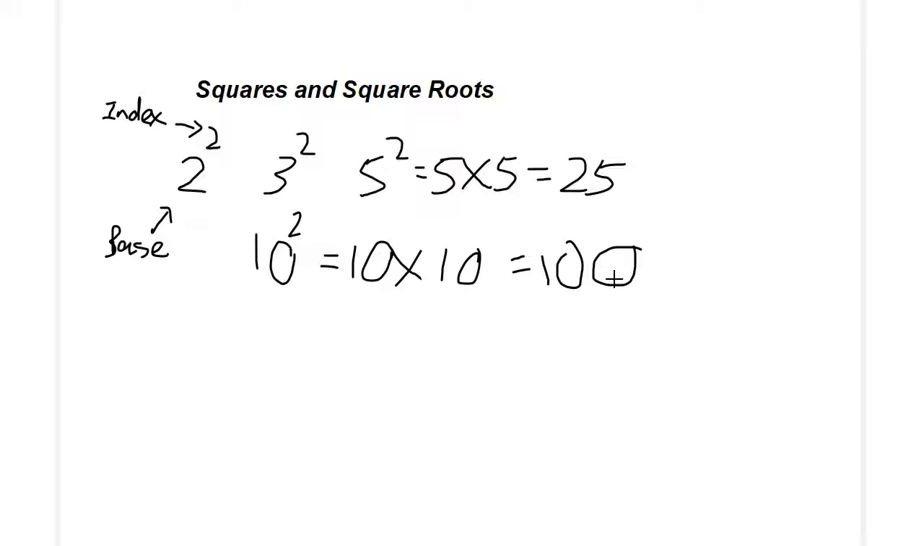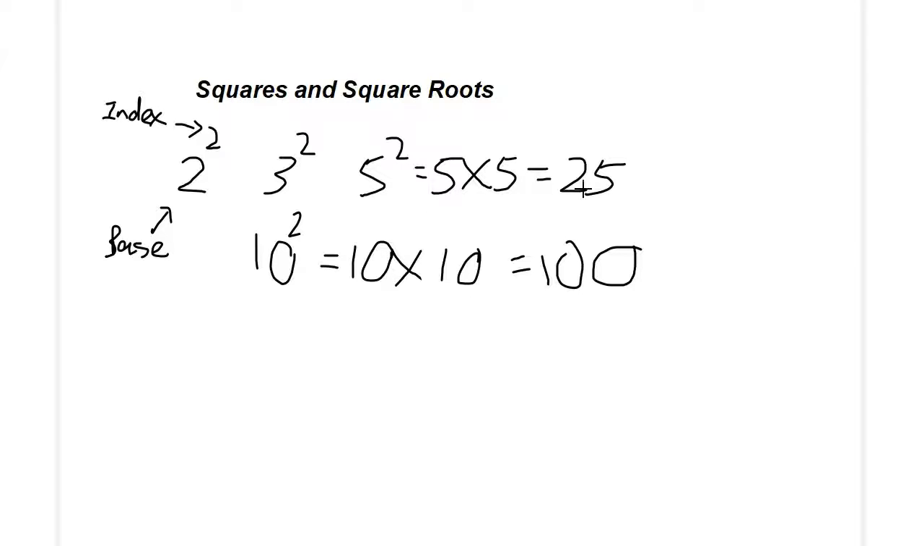So this is basically what is squared. So 3 squared will be 3 times 3, and that will be 9. 2 squared will be 2 times 2, and that's 4. Okay, so square root is actually the opposite of squares.